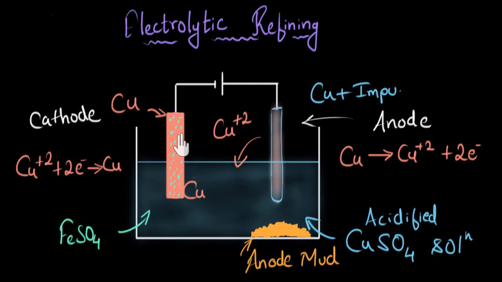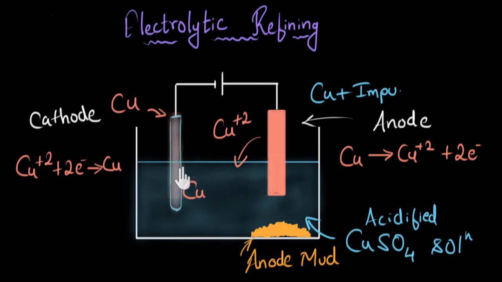Now one last question. What if we switch the electrodes? Meaning this time we connect the pure metal to the positive terminal of the battery and the crude metal to the negative terminal. What will happen in this case? Pause the video and think about it. And if you have thought about it, let's see.